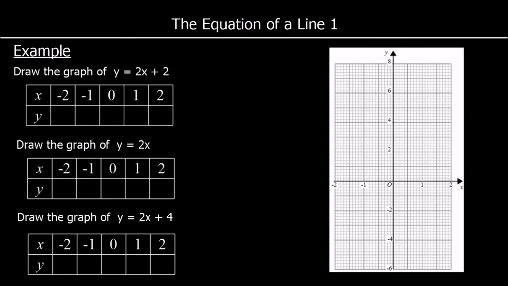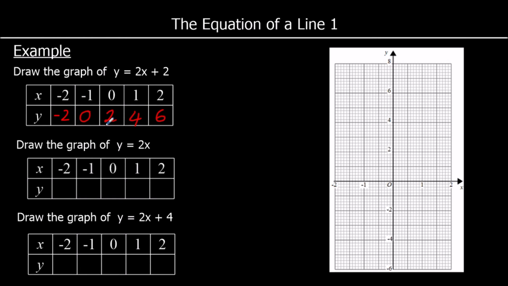Okay, 3 more graphs to look at here. So the first graph is the graph of 2x plus 2. So again, let's complete the table of values. We're substituting in the x values into the equation to find the y values. So 2 2s are 4, plus 2 is 6. 2 1s are 2, plus 2 is 4. 2 0s are 0, plus 2 is 2. 2 negative 1s makes negative 2. And negative 2 plus 2 is nothing. And 2 negative 2s is negative 4. Plus 2 is negative 2.